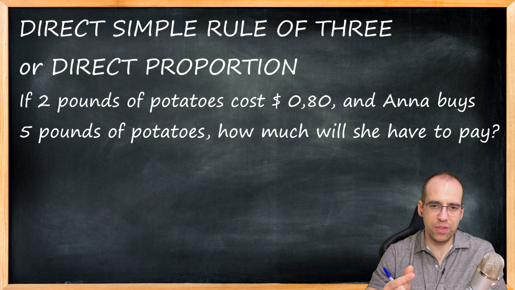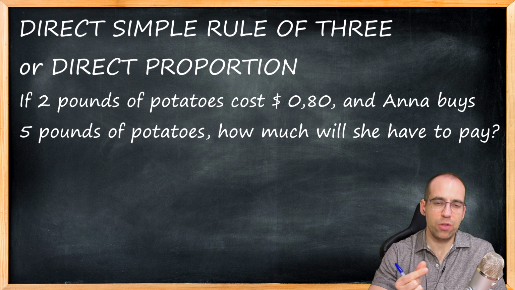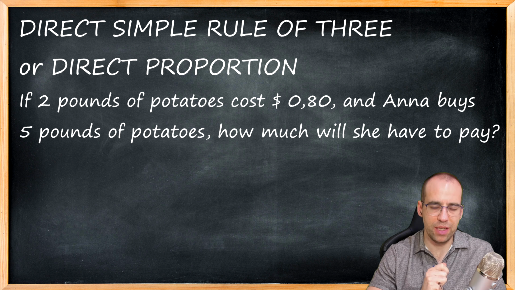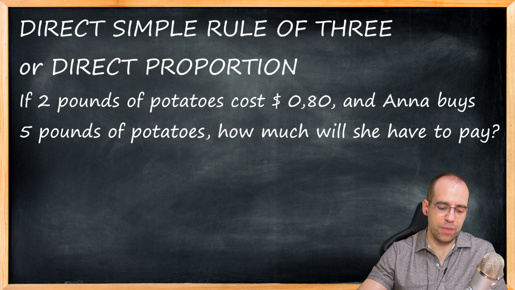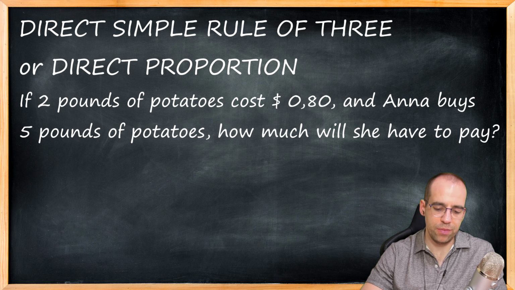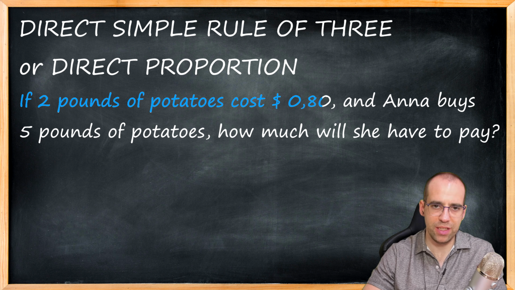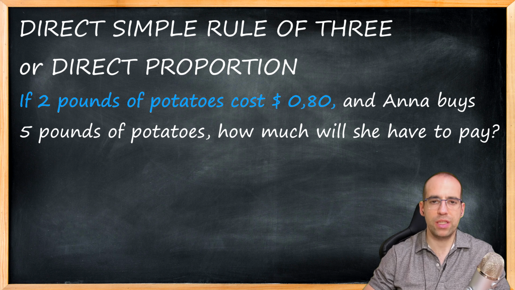What is the statement in this problem? It's the part of the problem where there is no unknown, that is, we know all the data. What information do we have here? 2 pounds of potatoes and then their price, which is $0.80. So that is the statement. If 2 pounds of potatoes cost $0.80, what do we have to do once we've identified the statement?